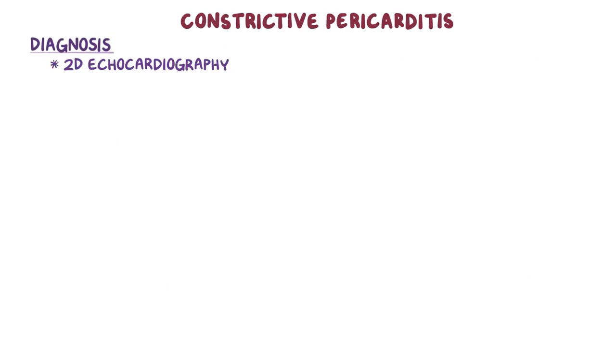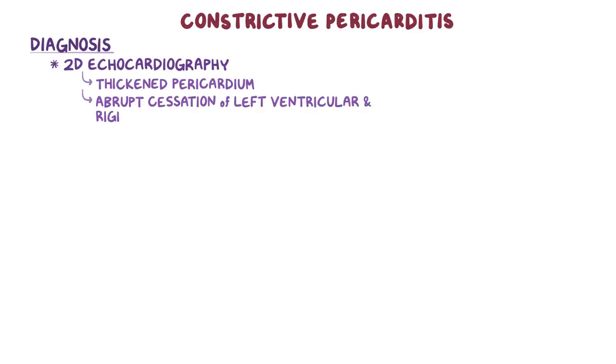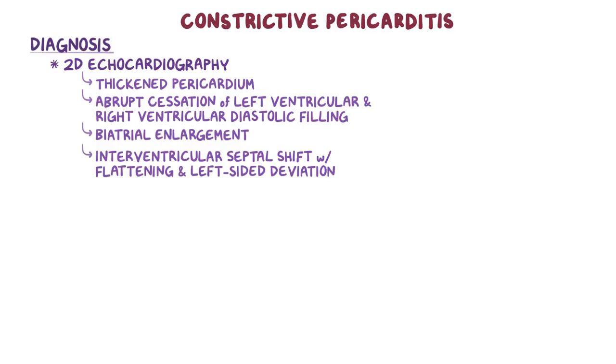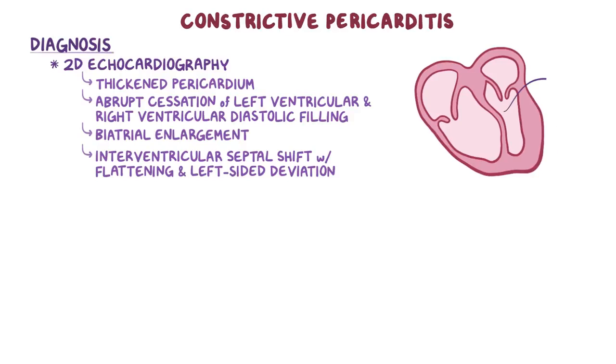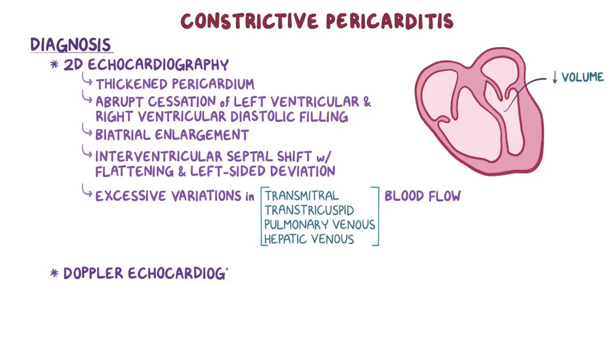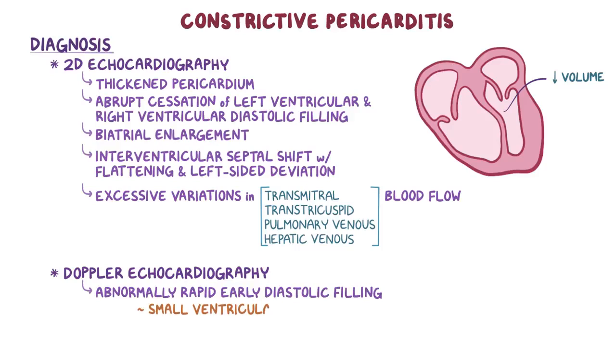Two-dimensional echocardiography may also show a thickened pericardium, abrupt cessation of left ventricular and right ventricular diastolic filling, biatrial enlargement, and an interventricular septal shift with flattening and left-sided deviation of the interventricular septum. That, in turn, causes a decreased volume in the left ventricle. Also, there's excessive variations in transmitral, transtricuspid, pulmonary venous, and hepatic venous blood flow due to respirations. Doppler echocardiography shows an abnormally rapid early diastolic filling associated with a small ventricular volume.